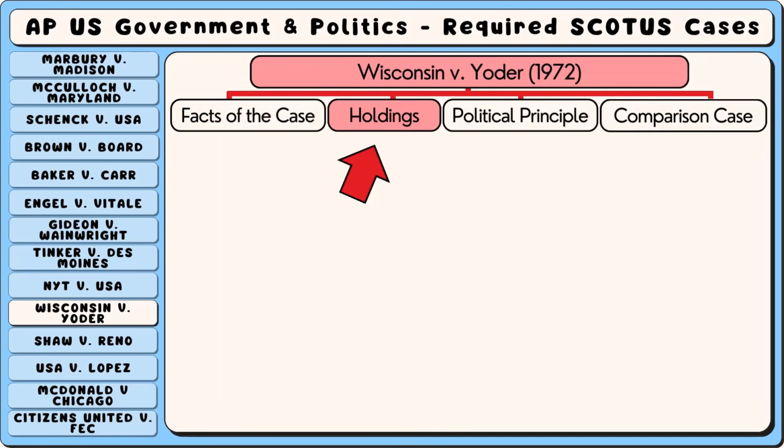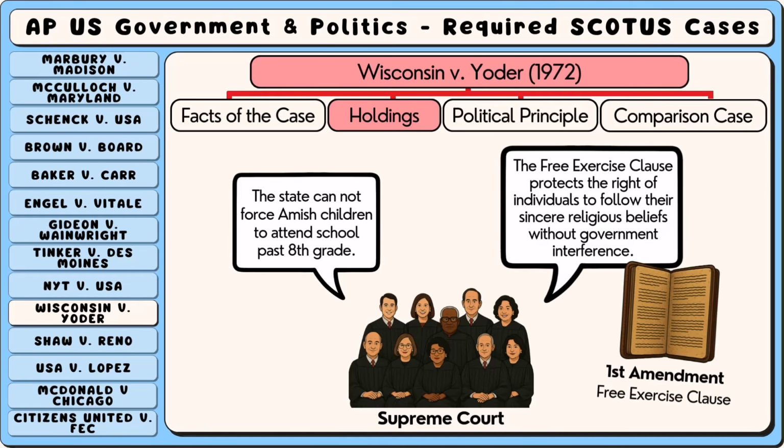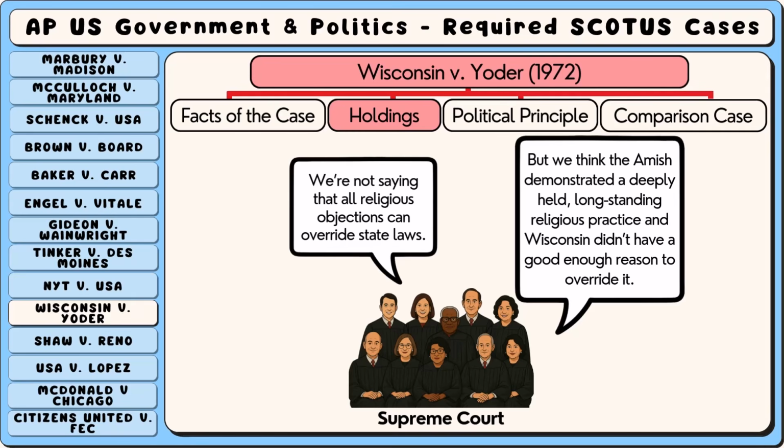So let's look at the court's holdings. The court ruled that the state could not force Amish children to attend school past the 8th grade. The court explained that the Free Exercise Clause of the First Amendment, which establishes freedom of religion and separation of church and state, protects the right of individuals to follow their sincere religious beliefs without government interference. Importantly, the court did not say that all religious objections can override state laws. Instead, the court said that in this specific situation, the Amish demonstrated a deeply held, long-standing religious practice, and the state did not show a strong enough interest to override it.